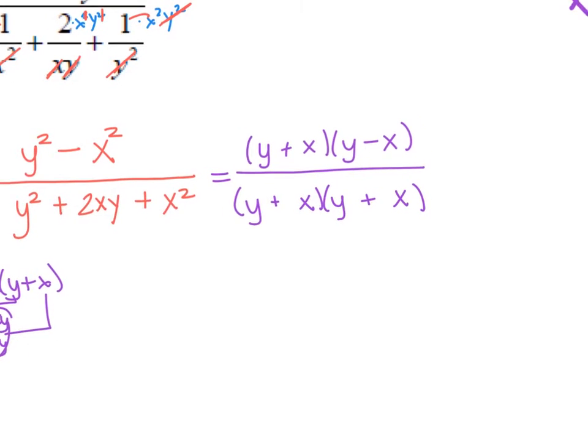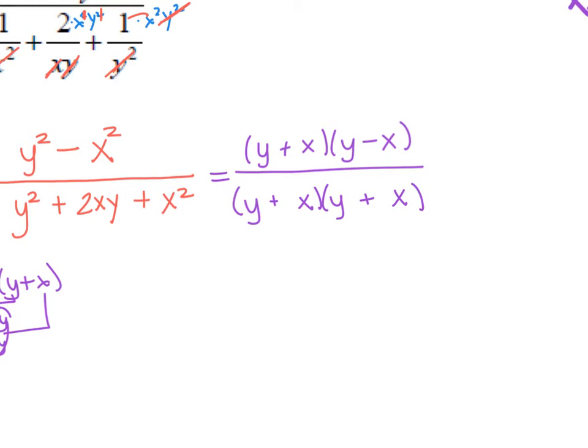All right, so now we're just looking to see if we have anything that will cancel. I see a y plus x and a y plus x. This y minus x and this y plus x, those are not the same. One's plus, one's minus, so our final answer is just the y minus x on top and the y plus x on the bottom.